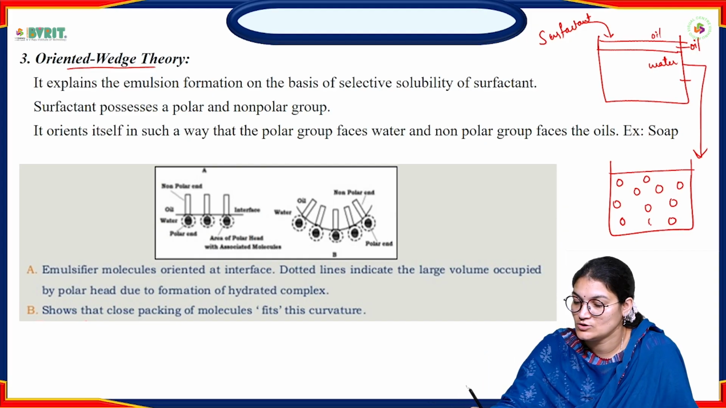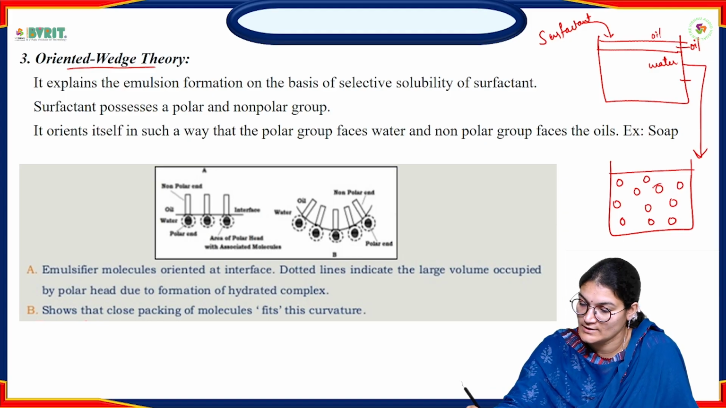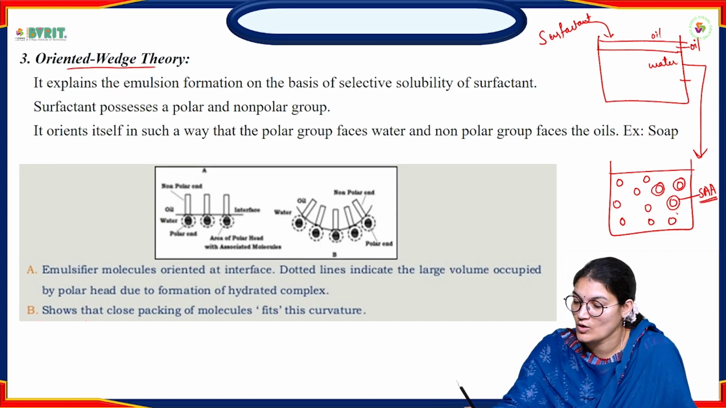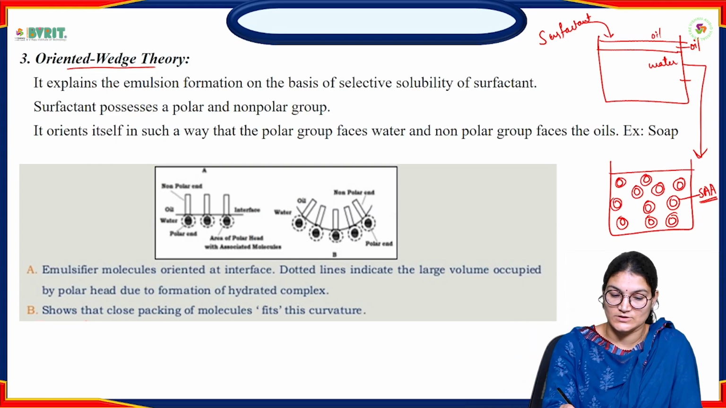So we need to add a surfactant which can form another layer around this oil. The second layer is the surfactant, the surface active agent. SAA means surface active agent. So the second layer is formed by the surfactant, which makes this emulsion a stable emulsion. You can see the image in this as well.